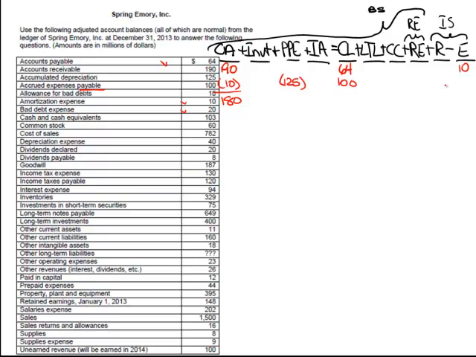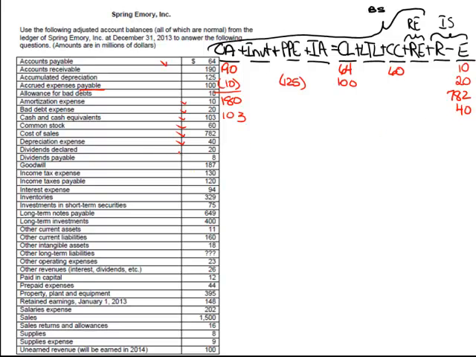Bad debt expense is an expense, so we put it there. Cash equivalents is a current asset of 103. Common stock is contributed capital, so we'll put that there. Cost of sales is an expense, sometimes known as cost of goods sold. 782 is an expense. Depreciation expense, an expense.